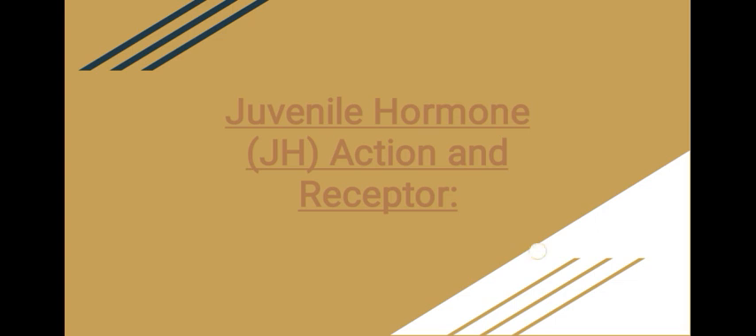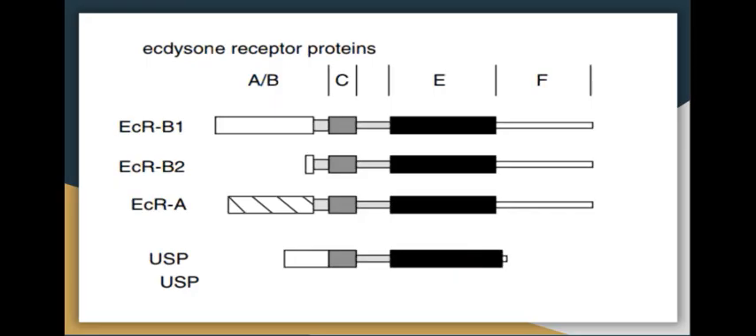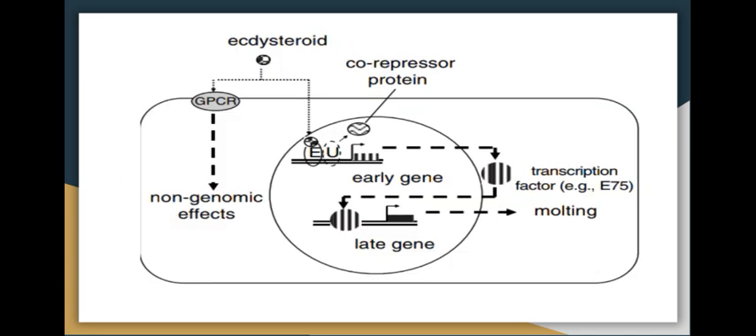Juvenile hormone action and receptor. Here we can see ecdysteroid receptor proteins are shown. Here are ECR B1, ECR B2, ECR A, USP and USP regions. Ecdysteroid, GPCR, non-genomic effects. Then it activates co-repressor protein, early gene, transcription factor, molting, late gene.